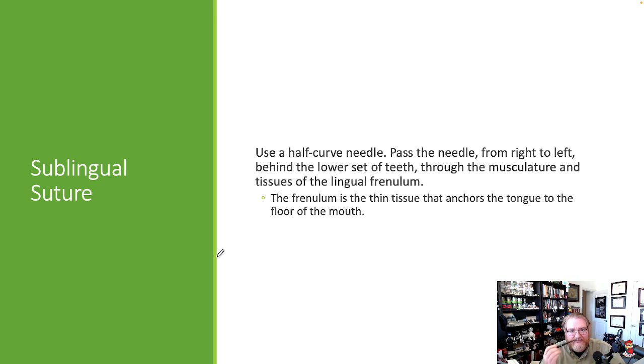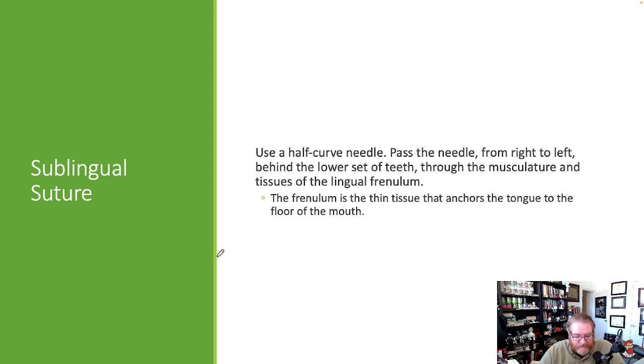So in a musculature suture, you're getting through the mentalis muscle. You're putting the needle behind the mentalis muscle at the base of the jaw. That is why it is called a musculature suture.